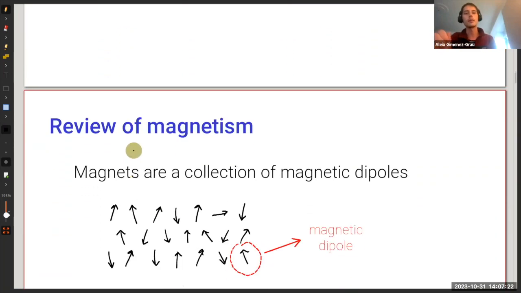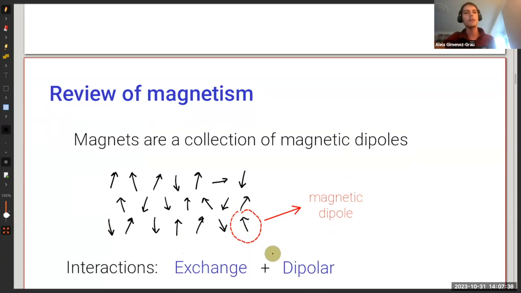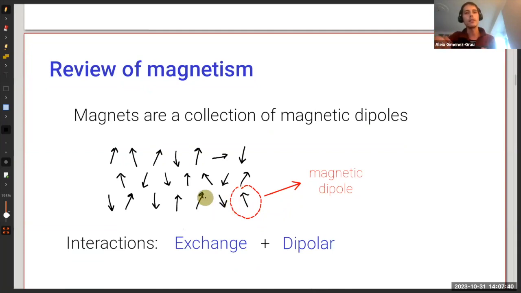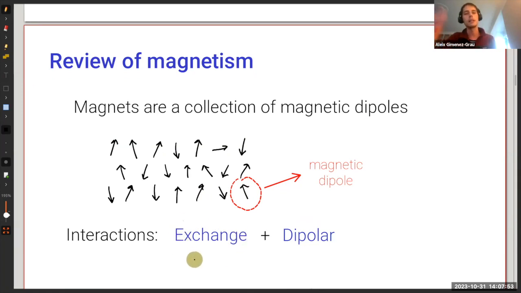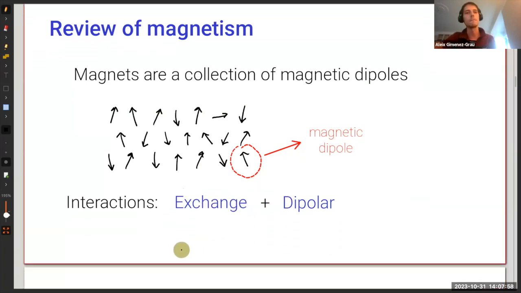And in particular, I'm going to start with a very, very brief review of magnetism. Okay, so the picture to have in mind is that you have a magnet, and a magnet is just a bunch of magnetic dipoles. When I was drawing this picture, what I have in mind is that each of these arrows is a magnetic dipole. And these dipoles experience two different types of interactions. On one hand, they have what people call exchange interactions, and on the other hand, they have dipolar interactions. Typically people only consider the exchange interactions, but I'm going to argue that the dipolar ones are actually very important. Okay, so let me explain what these two things are.